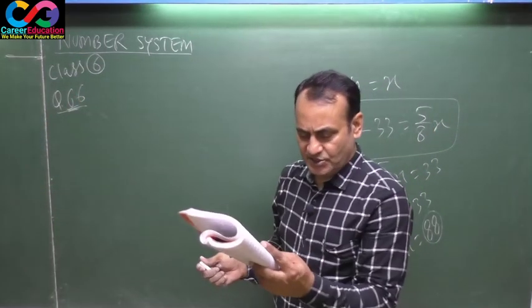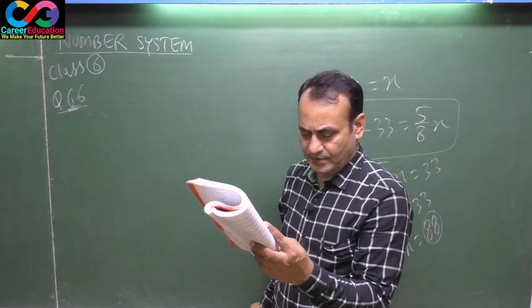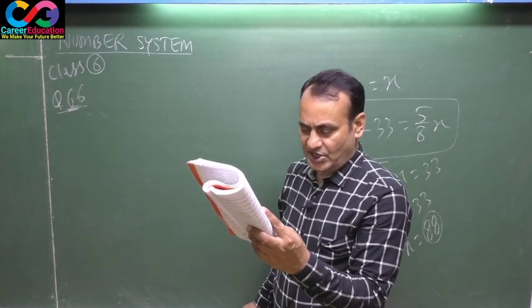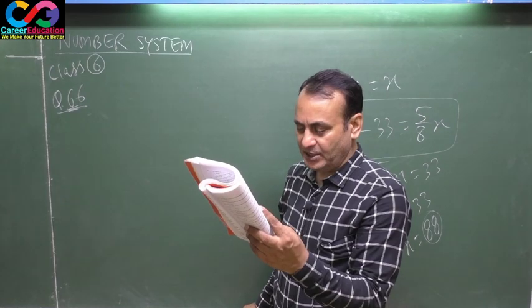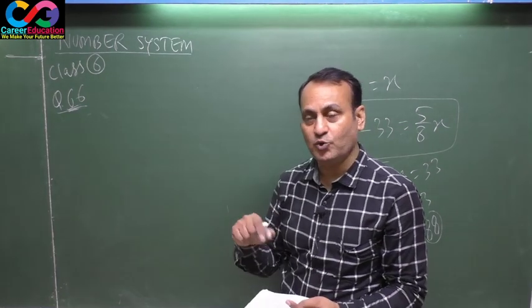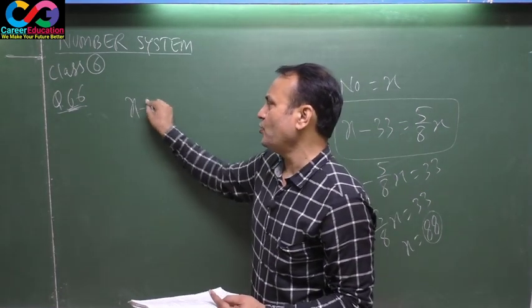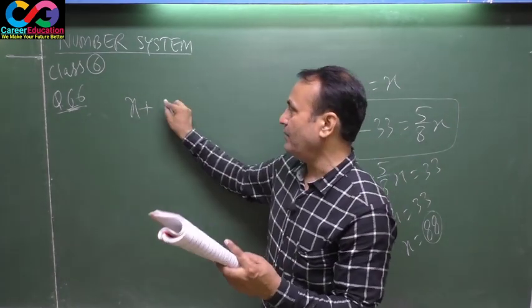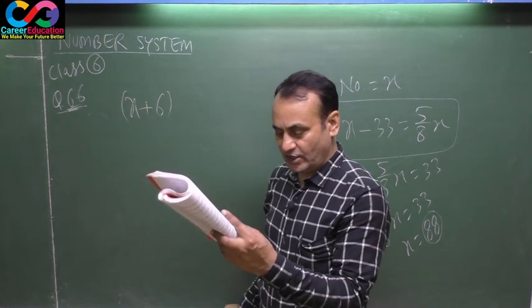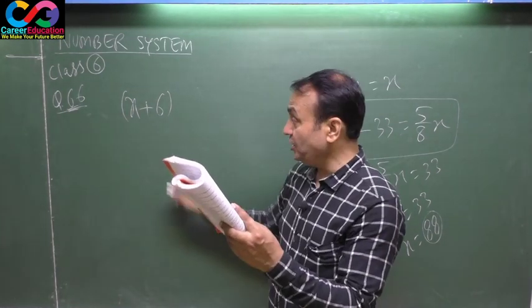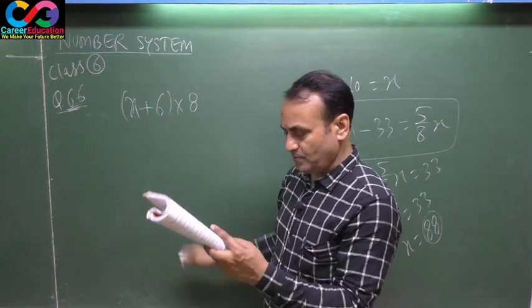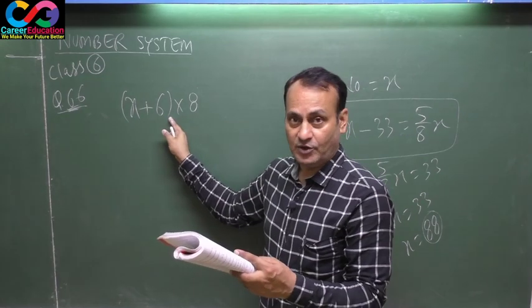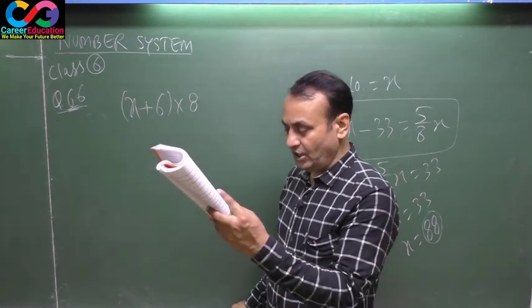What does question number 66 say? 6 is added to a number and then it is multiplied by 8. Firstly, you suppose there is a number x. 6 is added to the number. You added 6 to the number and then it is multiplied by 8. Bracket must be here, okay? It is multiplied by 8.